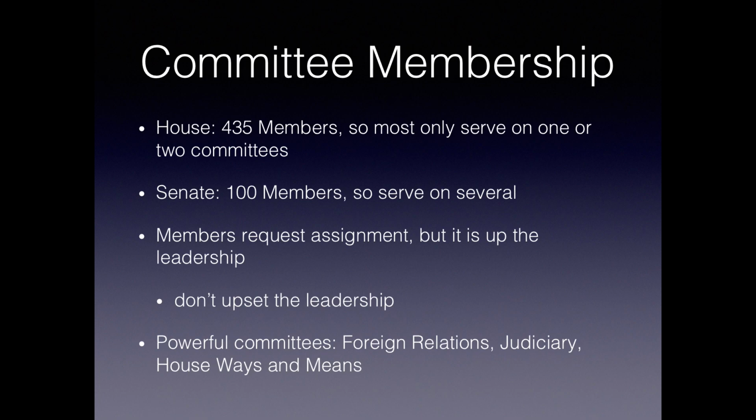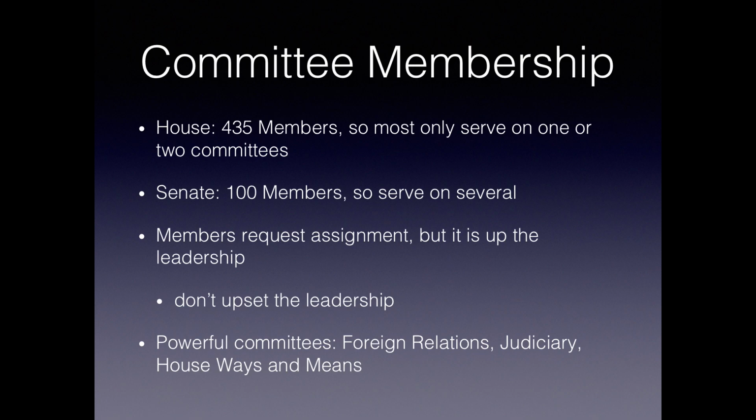So let's talk about committee membership. So you saw there are a bunch of committees. The House is made up of 435 members, so most people only serve on a couple of committees in the House because there's a whole lot of people. The Senate, however, has a different problem. There's only 100 members, and they have to handle all of the issues that the House handles. So that means that they have to serve on a whole lot of committees. They have to wear a whole lot of hats so that they can cover all of the issues that come up in our country.